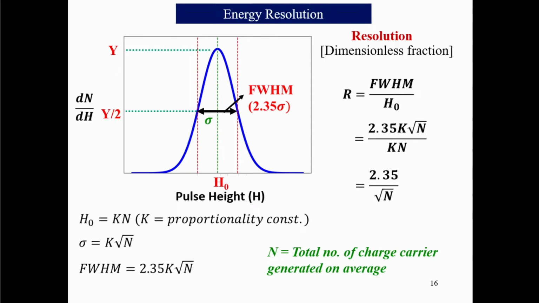So, you can imagine that it is a function of n. The more charge, the larger the n, and the better the resolution. Okay. So, a detector which produces more charge pairs for a given amount of radiation has better resolution. We will come to the comparison between different detector resolutions later.